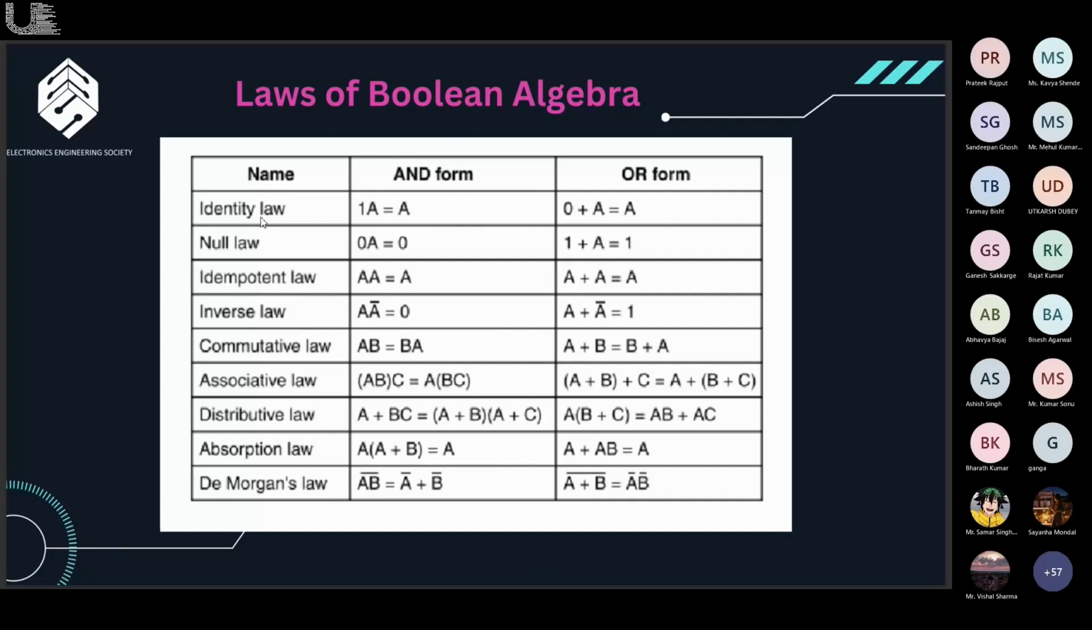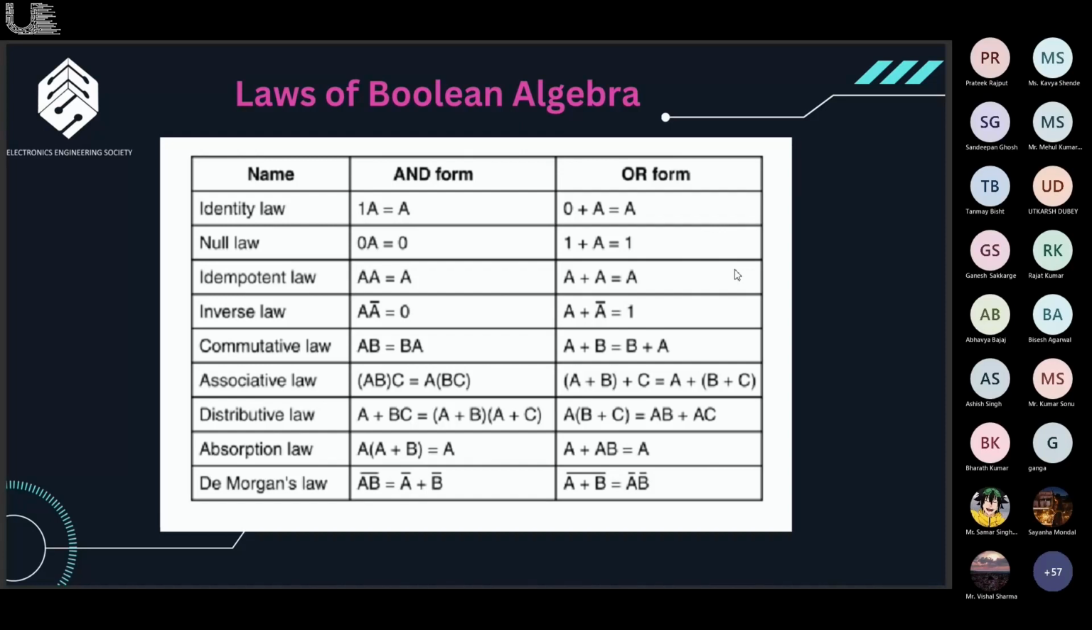You can see the first rule is the identity law, which states that 0 added to any Boolean variable and 1 multiplied to any Boolean variable will result in the same variable. The second law is the null law, which states that 0 multiplied with any Boolean variable and 1 added to any Boolean variable would result in 0 and 1 respectively. Then we have the idempotent law, which states that any Boolean variable, when it is added or multiplied with itself, will result in the same variable.